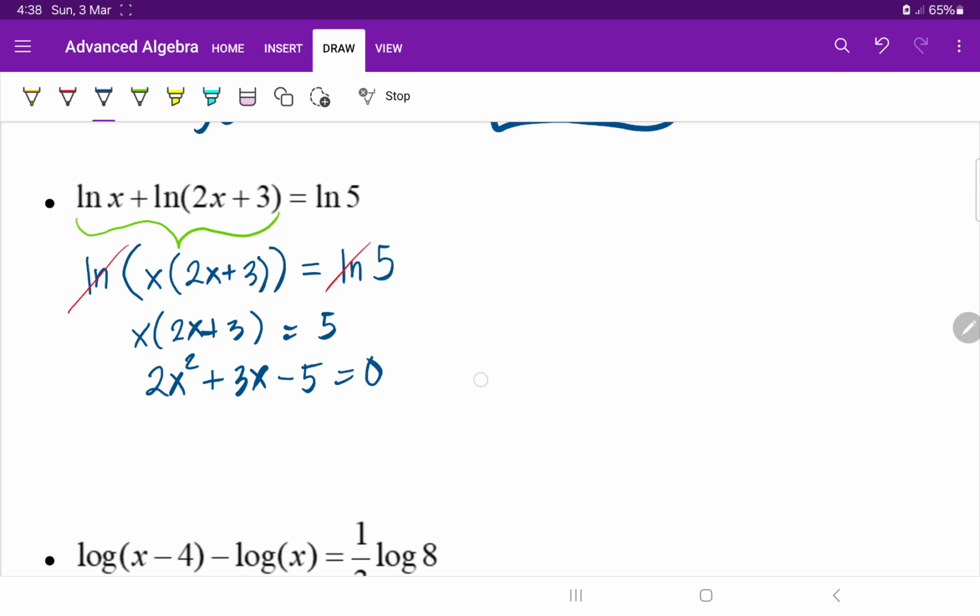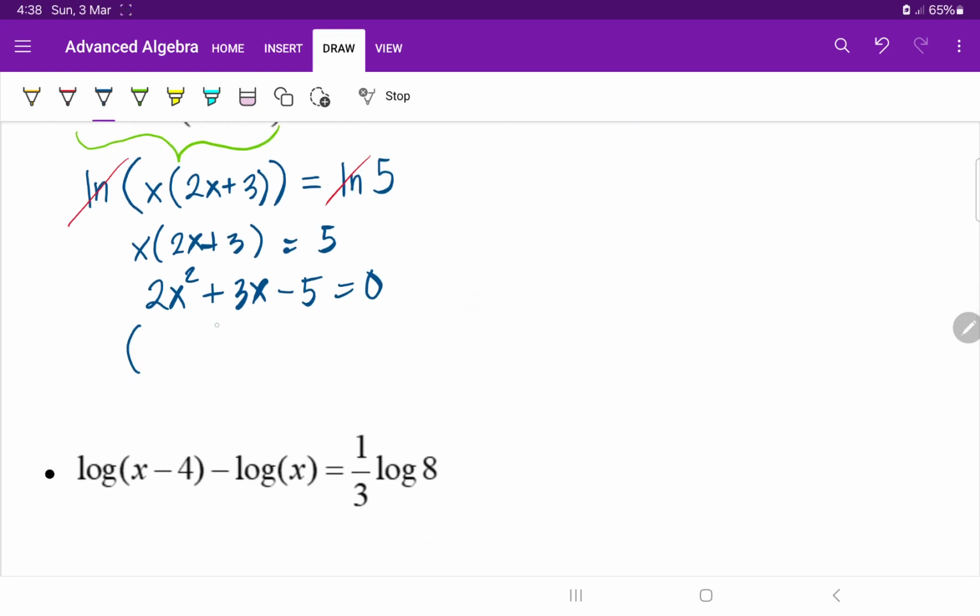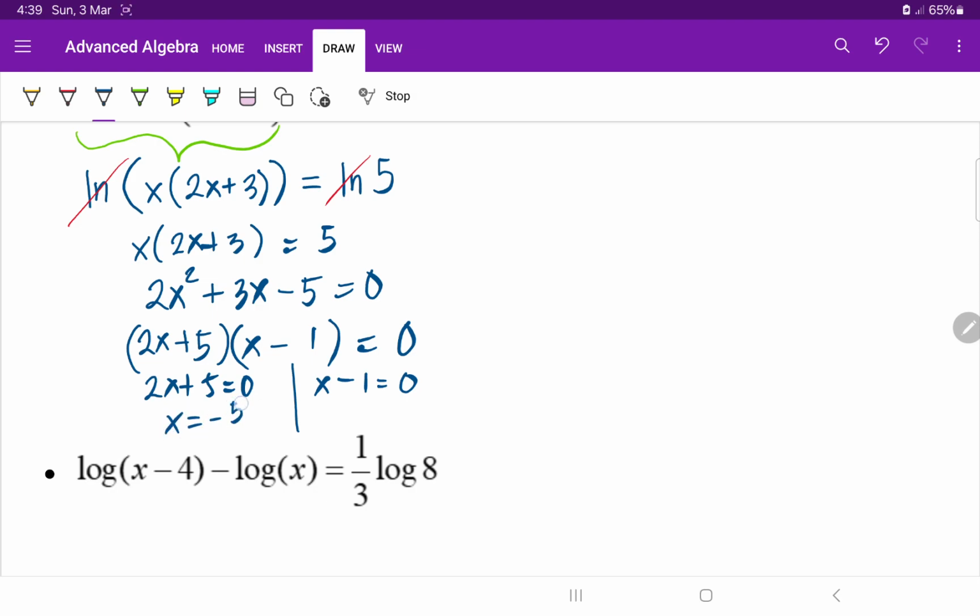So we have here a quadratic equation. Let's try to factor this out. This is 2x, x, then we have plus 5, then minus 1. So giving us 2x plus 5 equals 0 or x minus 1 equals 0. So x is equal to negative 5 over 2. x is equal to positive 1.